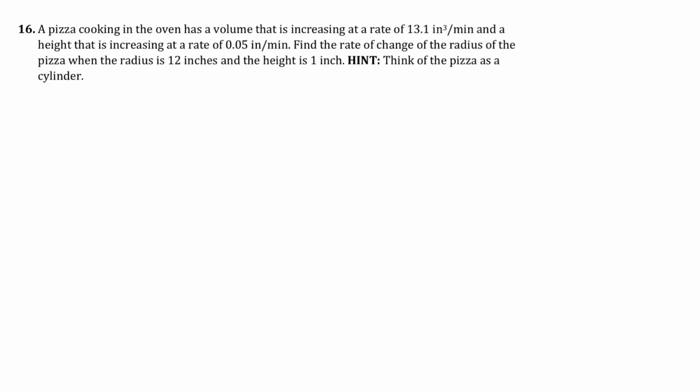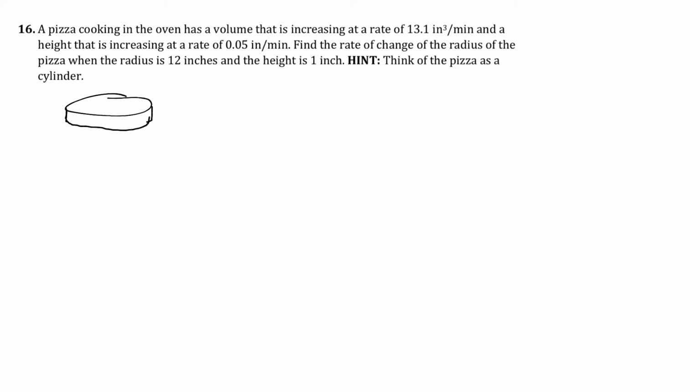All right, last problem. So a pizza is cooking in the oven. It has a volume that is increasing at a rate of 13.1 inches cubed per minute and a height that is increasing at a rate of 0.05 inches per minute. Find the rate of change of the radius of the pizza when the radius is 12 inches and the height is 1 inch. Hint, think of the pizza as a cylinder. So we are kind of thinking of the pizza like it's a cake pan or something.